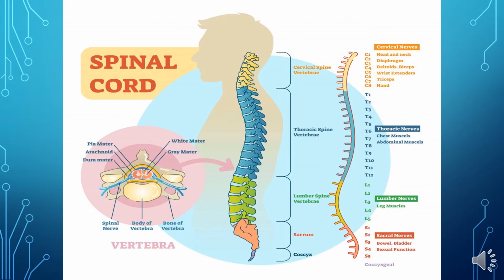And the basic or the typical vertebral bone actually consists of the body, the spinal nerve. We have the bone of the vertebra there. We have the white matter, the gray matter, which shows the spinal cord, the pia mater, the arachnoid, the dura mater.